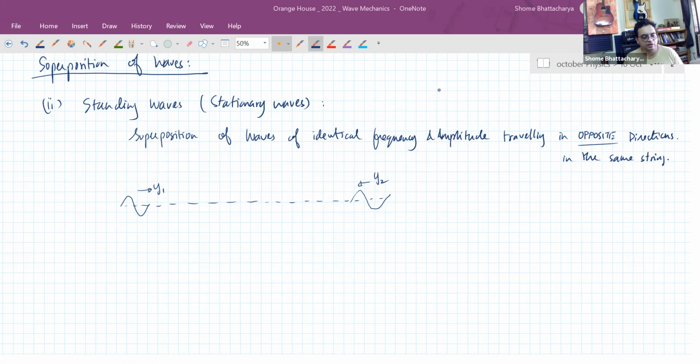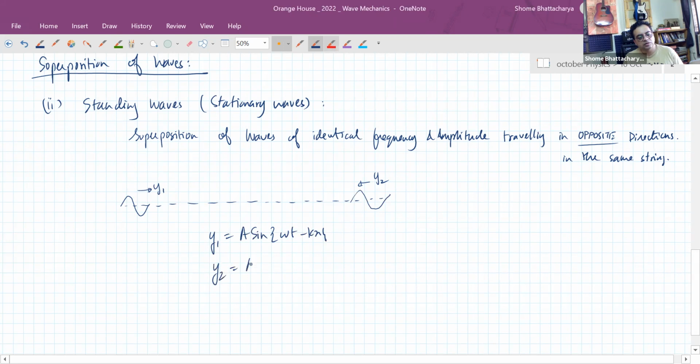So we have to understand mathematically what happens when they superimpose. Suppose y1 is given by the equation A sine (omega t minus kx). The other wave superposing with it should have the same amplitude but travel in the opposite direction, and in general it can have any phase constant compared to the first one. You can see they are in opposite directions. This one is traveling with v along the negative x-axis and this is traveling with v along the positive x-axis, with the same frequency and amplitude.